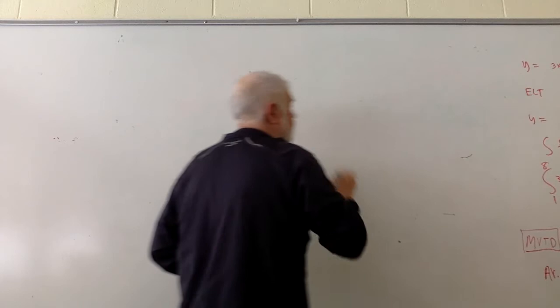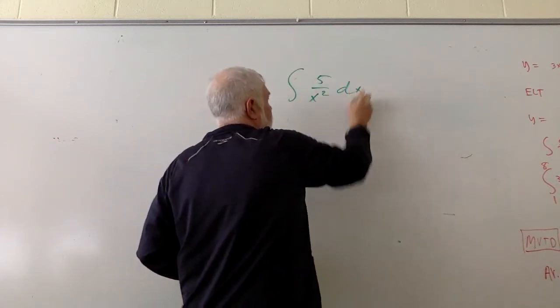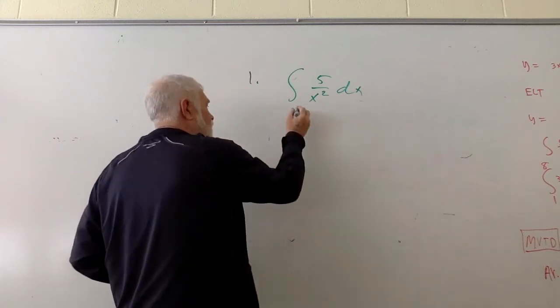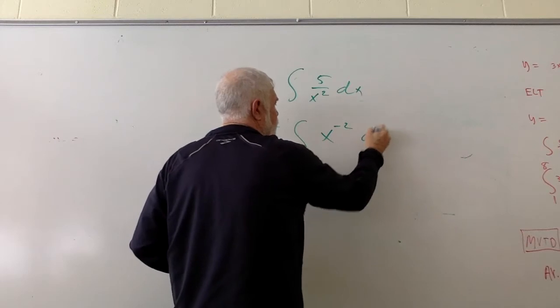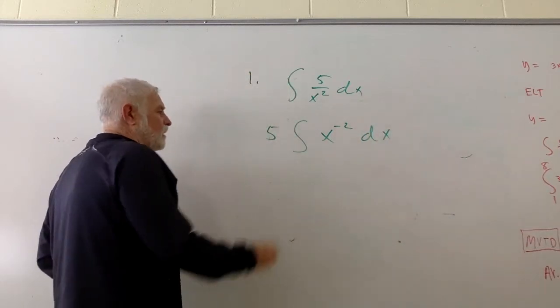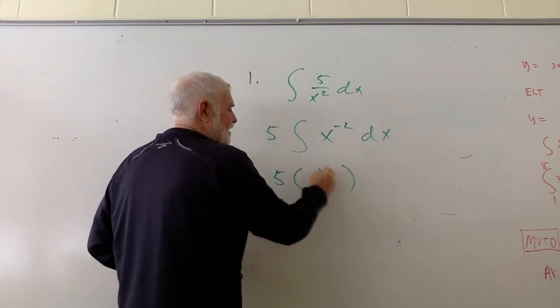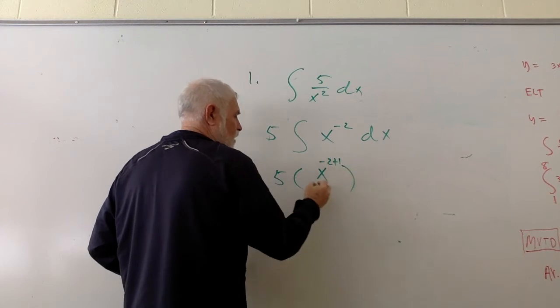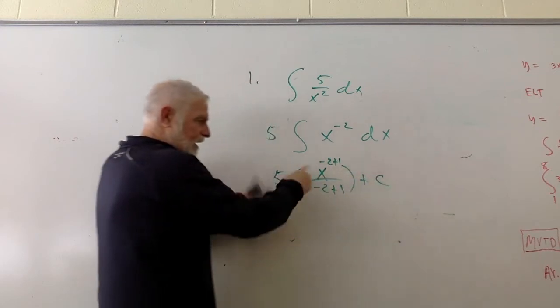And then we've got the integral of 5 over x squared dx. Got it wrong. I hope you get it right the next time. I hope you write 5 times the integral of x to the -2 dx. It doesn't matter if you leave the 5 in or pull it out. So that's 5 times x to the -2 plus 1 over -2 plus 1 plus c. That's what you've got to doctor up.